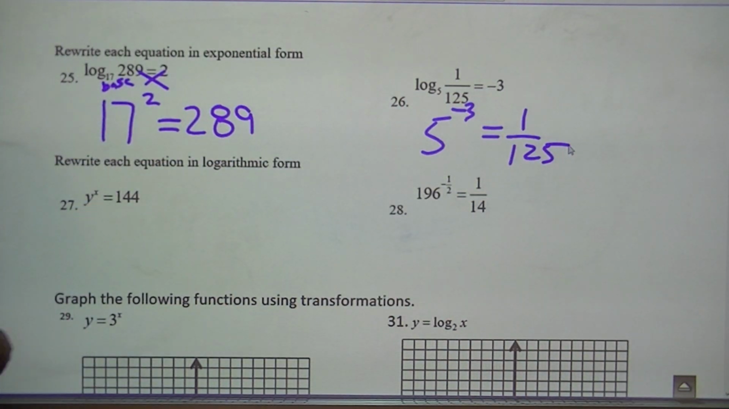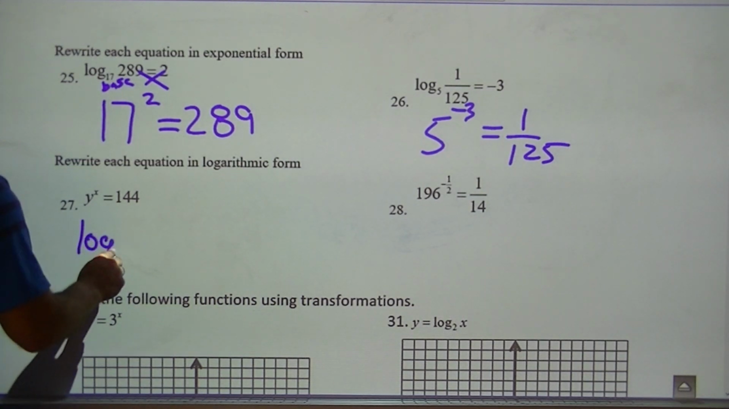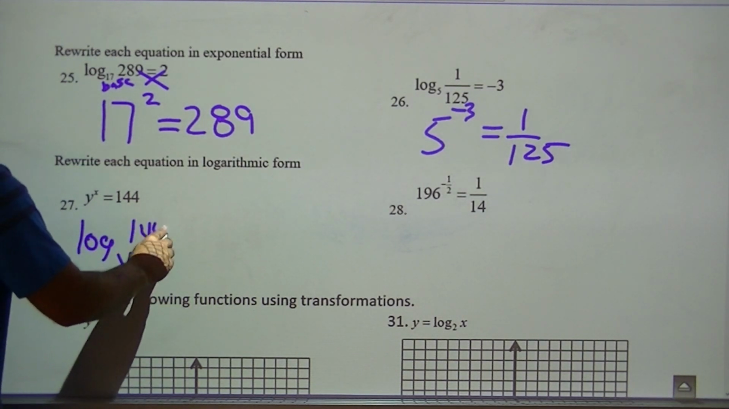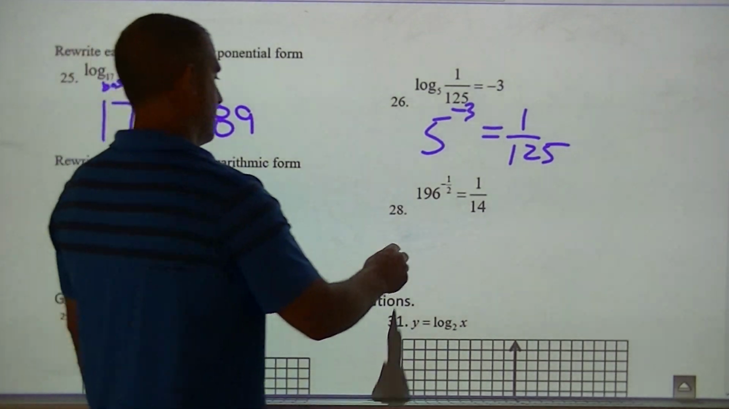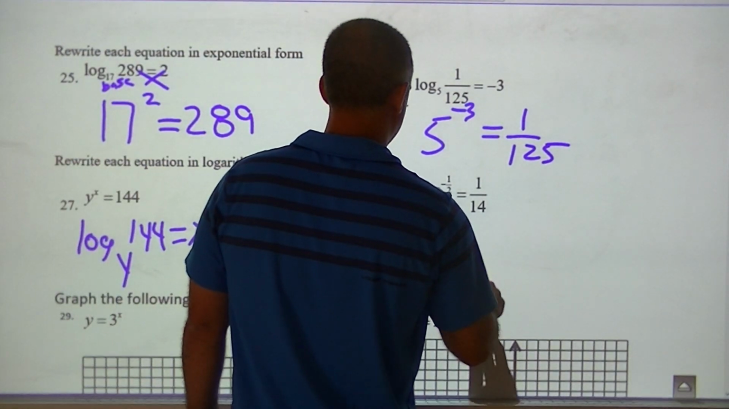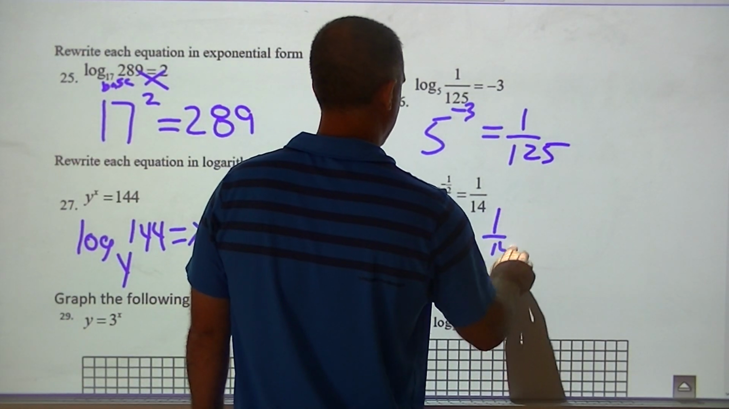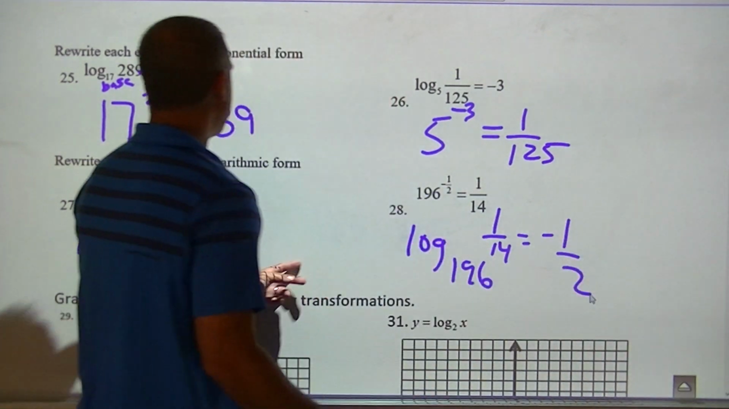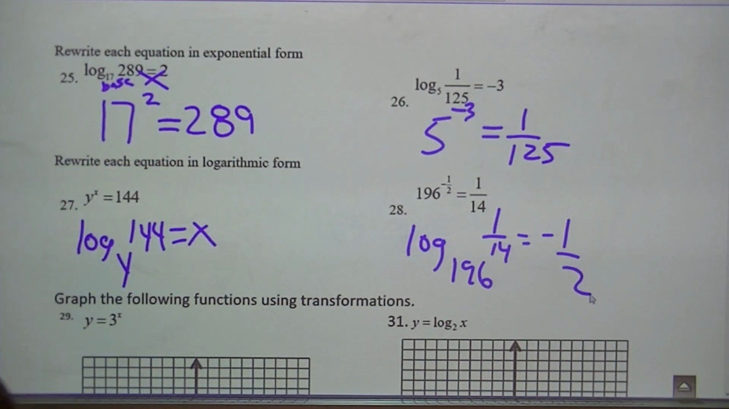Okay, so the base of the log would still be y. 144 comes over. X is over here. This base would be 196. The 1 over 114, negative 1/2. So basically, the things switch. It couldn't get any easier than that.